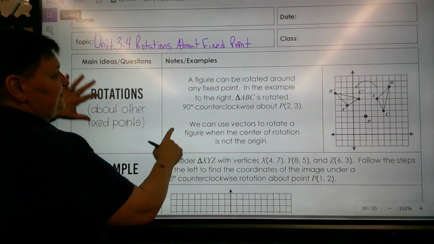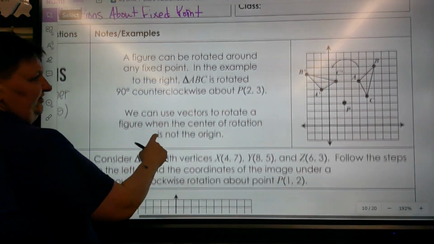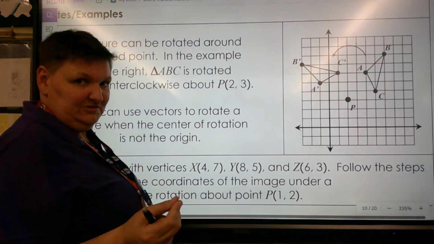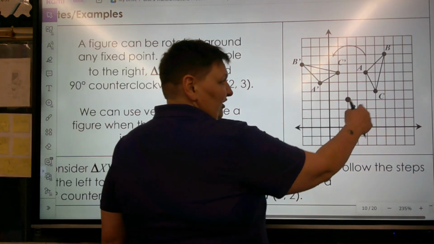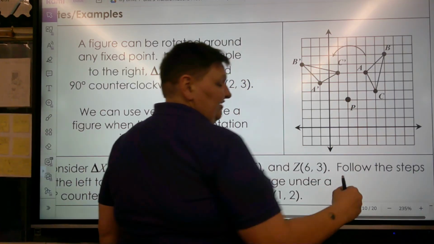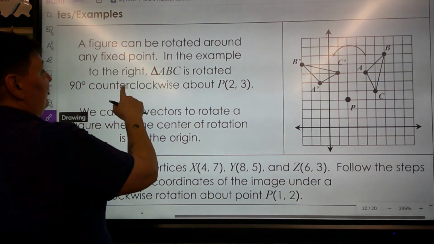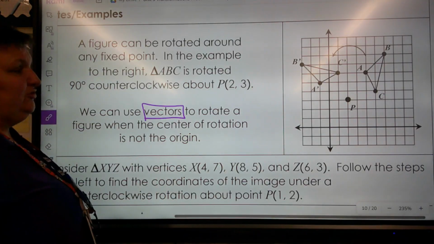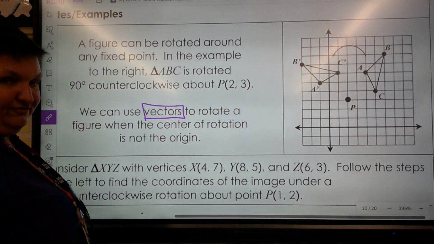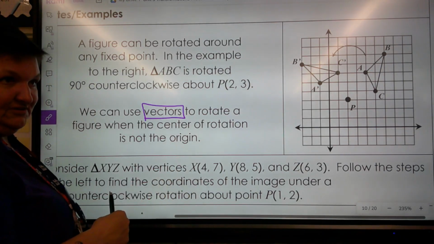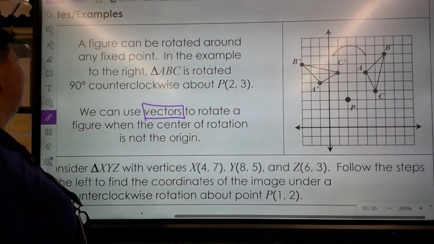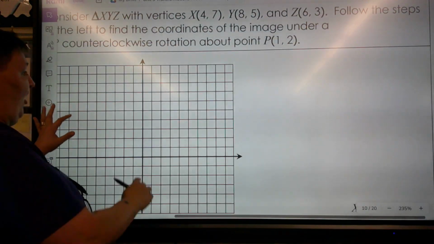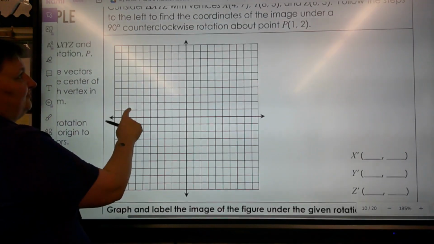The only difference is instead of rotating around the origin and using the coordinates to find your primes, you're rotating around a random fixed point, thus you have to use your vectors to find the new primes. All right, so that's the only difference. I'll walk you through it step by step.